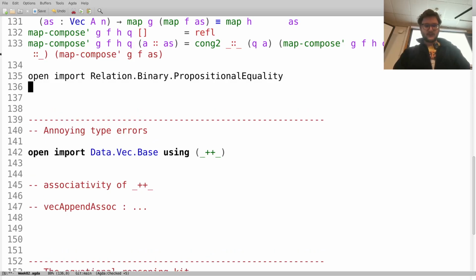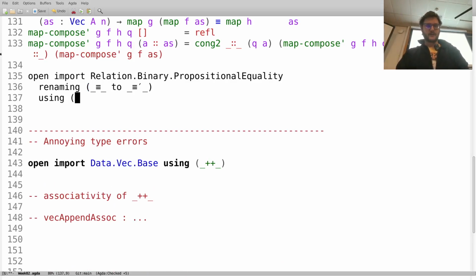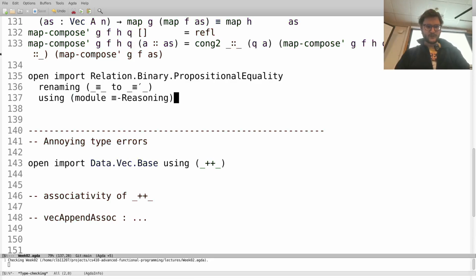Renaming. So here we have something that we define that clashes with the standard library. So in the imports, you can just rename it on the fly. And then I'm going to want to use this reasoning, if I can spell it, and Cong.